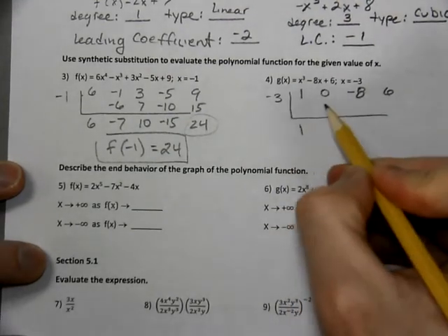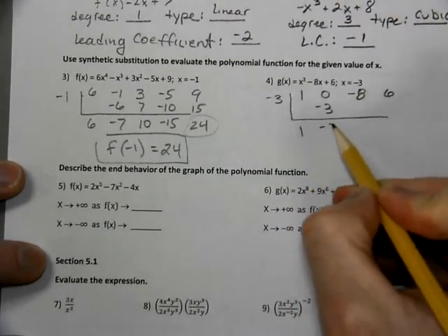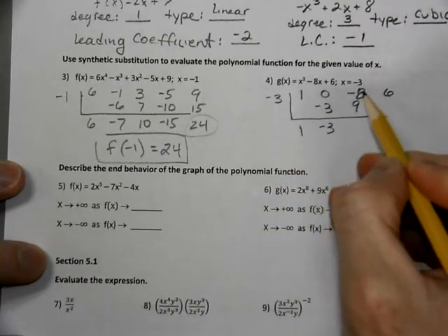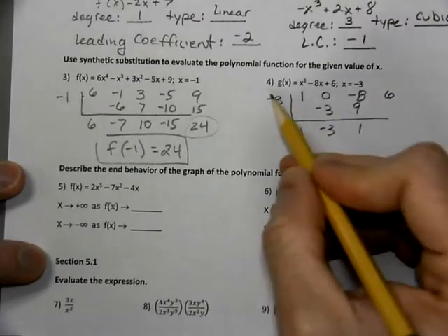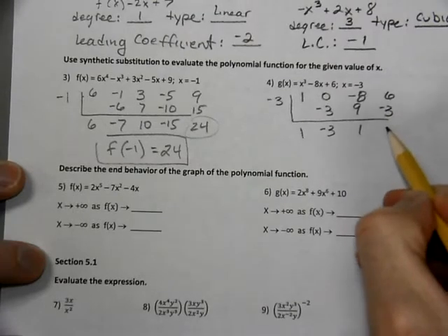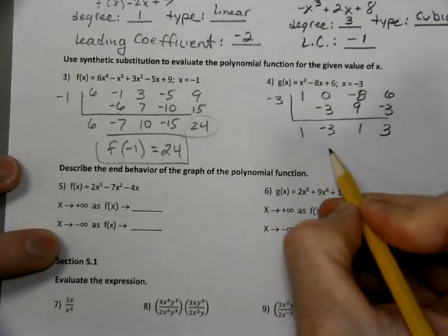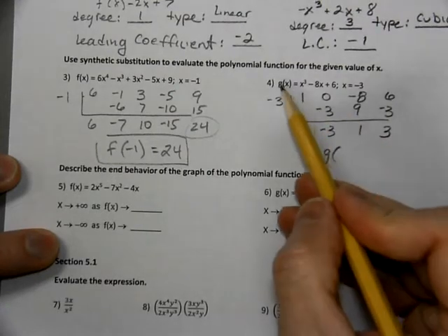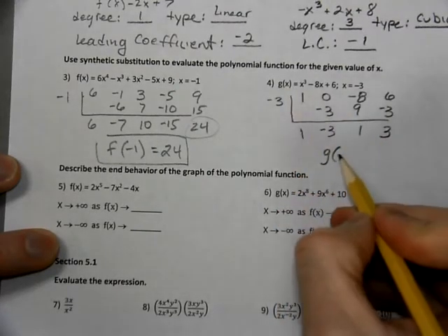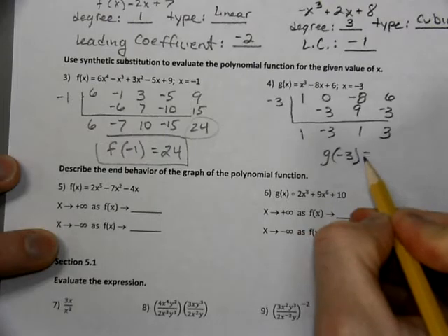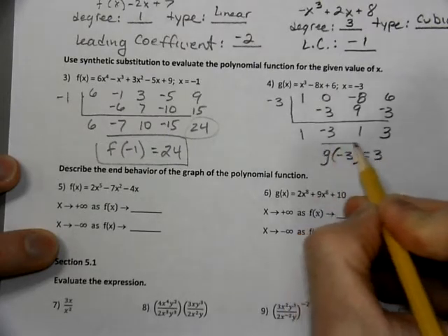Bring down the 1, multiply, add them together, multiply, add them together, multiply. We got a value of 3 at the end. So g, because this function's name is g, g of negative 3 equals 3.